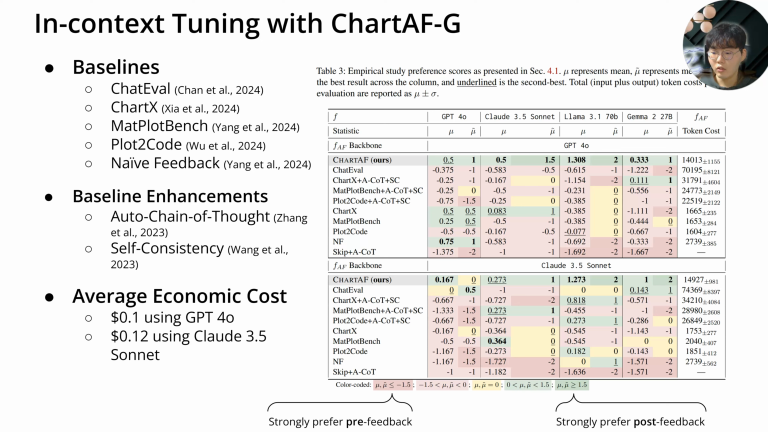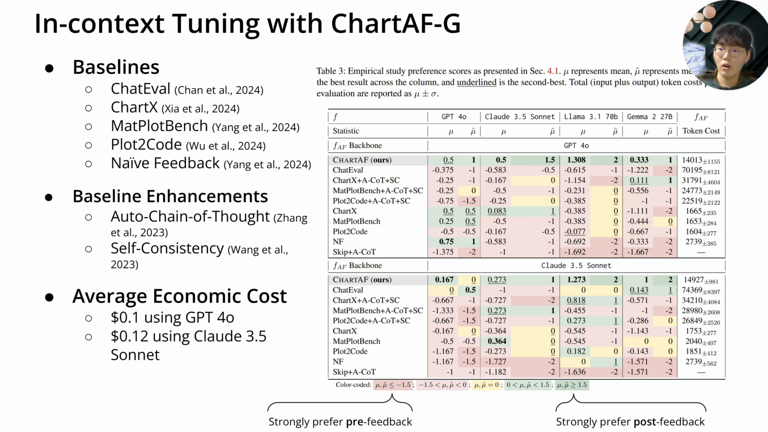Next, we evaluate the utility of Chart AF's granular natural language feedback. We use the same preference scale as before. -2 represents strongly prefer pre-feedback, while +2 represents strongly prefer post-feedback. We represent the mean value as mu and median value as tilde mu.